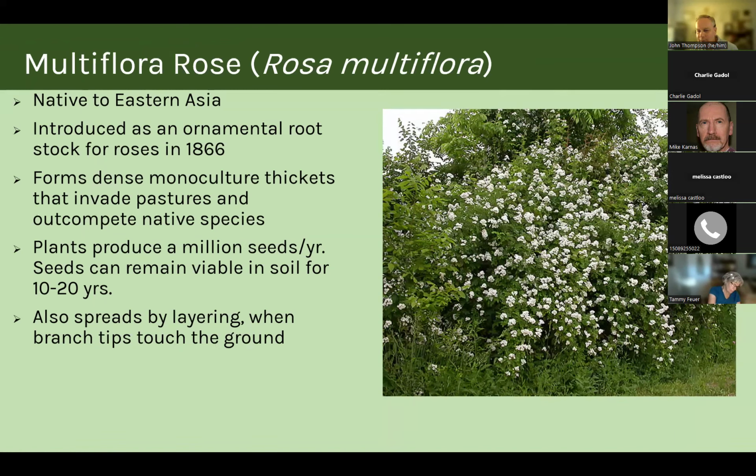Moving on to another species, our next species is multiflora rose. It's native to Eastern Asia. It was introduced as an ornamental rootstock for roses in 1866, and it forms really dense monoculture thickets that invade pastures and outcompete native species. Each plant can produce 1 million seeds per year, and the seeds can remain viable in the soil for 10 to 20 years. It also spreads by layering when the branch tips touch the ground. So once it gets established, it's really hard to get rid of.